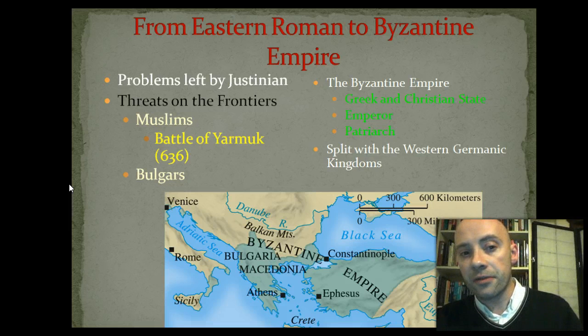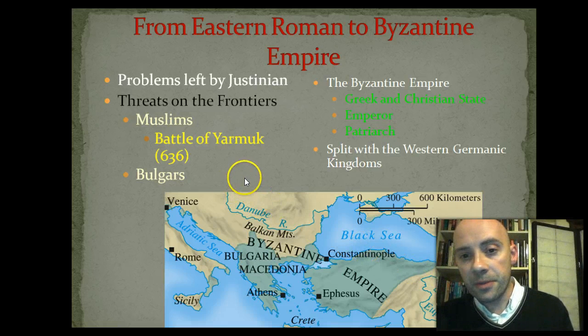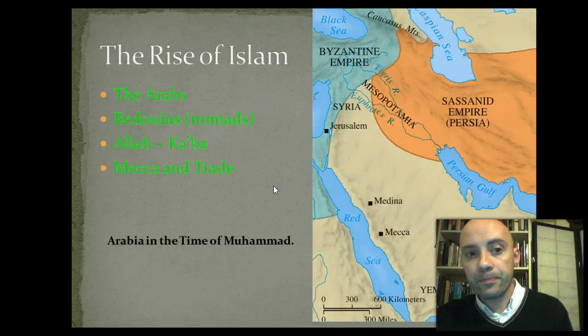They had numerous threats on the frontiers, first from the Persians and the barbarians. One barbarian tribe, the Bulgars, settled within imperial territory in what is modern-day Bulgaria. And once the Persian Empire fell, they then faced threats from the Arabs, and we'll talk about the Battle of Yarmouk in a bit.